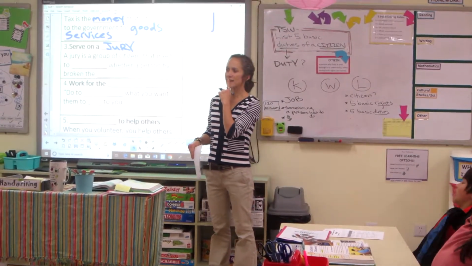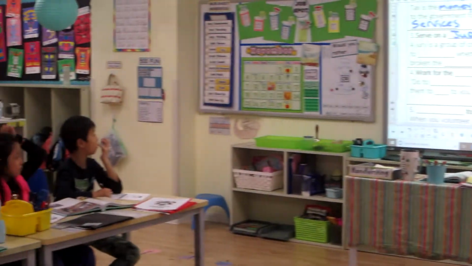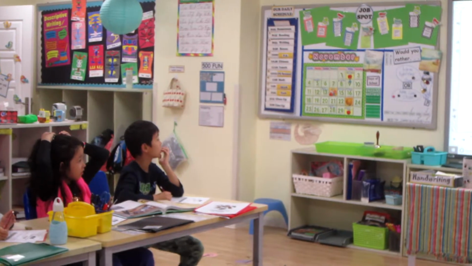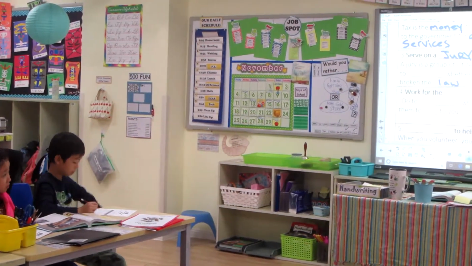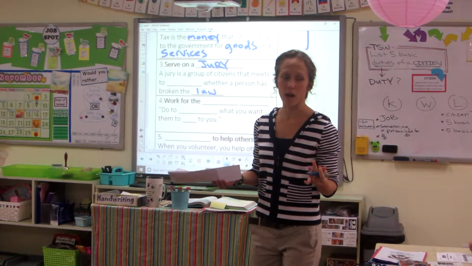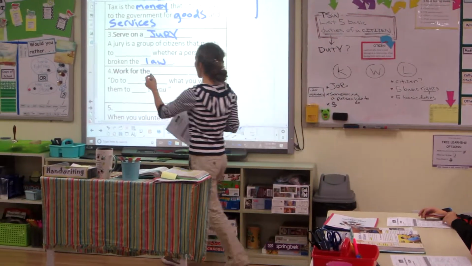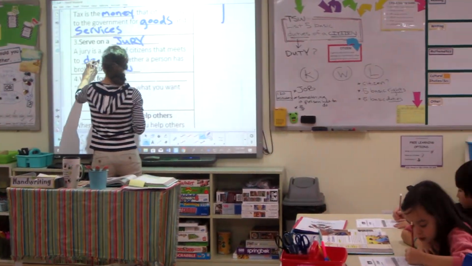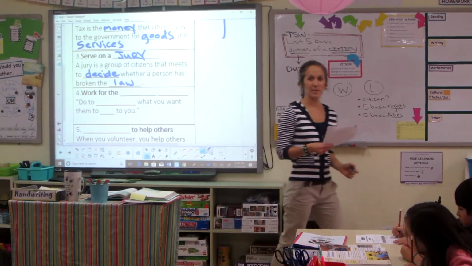Someone that's sitting quietly, Suin. For the second blank is law. Very good, broken the law. And the jury sees this person that they say is maybe a criminal that did something wrong or right, and they have to do something. Ethan. Decide. The jury sits and they decide whether they think he is guilty or not guilty. That's a pretty important job.